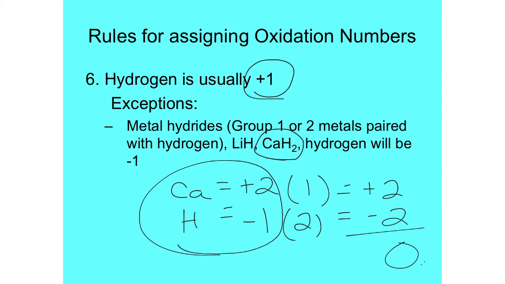So you are only going to make hydrogen be -1 if you have to. So if the math is not going to work out with it being +1. Otherwise it's going to be +1, or if it's by itself, then it would be 0.